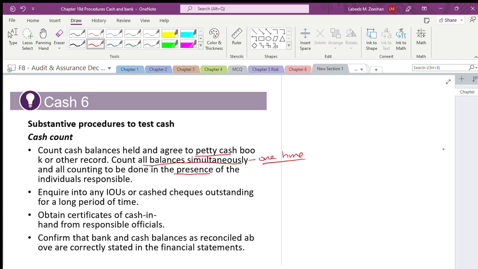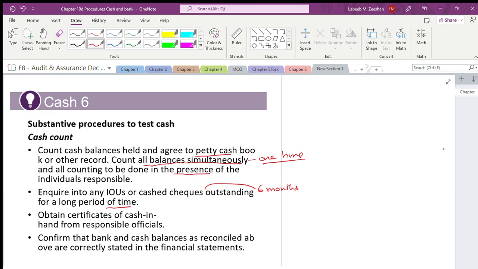Or cash checks outstanding for a long time. What is the duration? At maximum, a check will be valid for 6 months. We should be very clear about these technical aspects. Accounting should be perfect wherever we go. Checks should be within the 6 months.